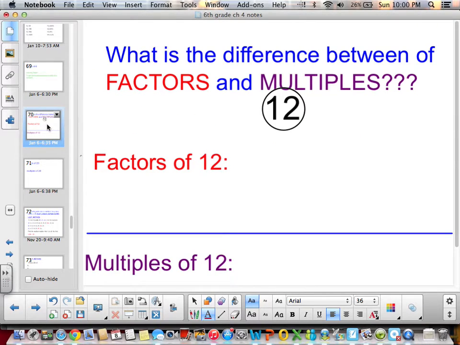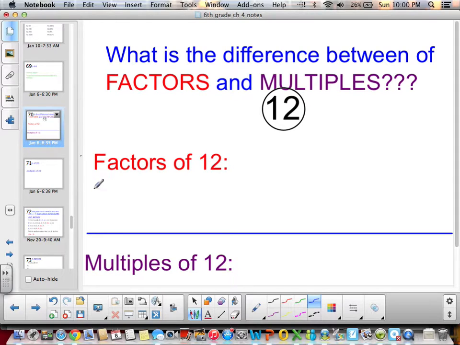So we've talked about factors, and now we're going to be talking about multiples. So what is the difference between factors and multiples? Well, if we're given the number 12, if you remember, the factors of 12 are the numbers multiplied together to get that number. So any number or numbers that we can multiply together to get 12.